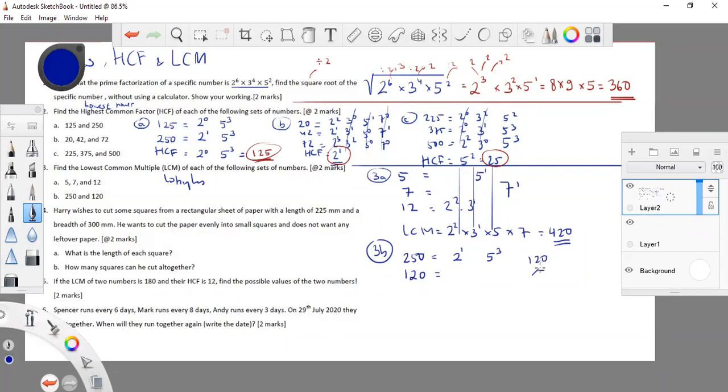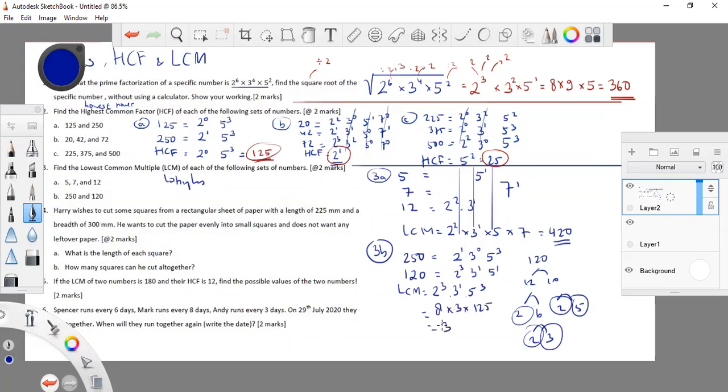Okay, so 120 is 12 times 10. 12 is 2 times 6. 2 times 3. 10 is 2 times 5, right? So we have 2 cube times 3 power 1 times 5 power 1, right? And then 3 power 0. So the LCM is supposed to be the highest. 2 cube, 3 power 1, 5 power 3. Oh man, it's so high. So 8 times 3 times 125, 3000.